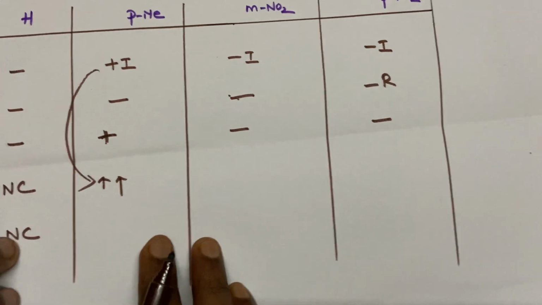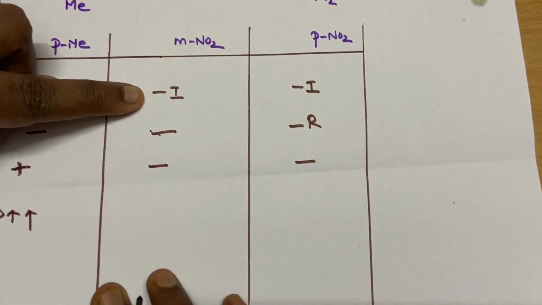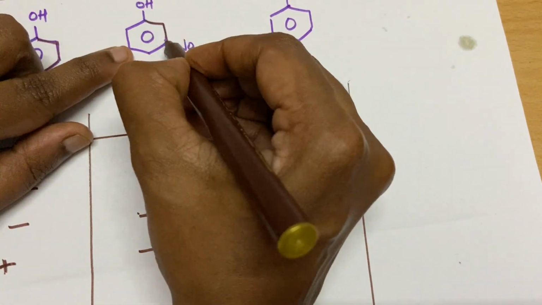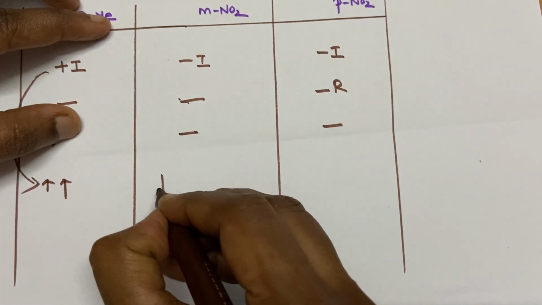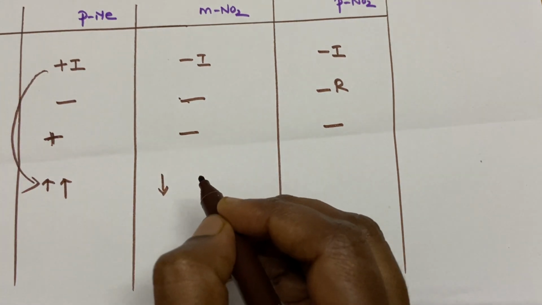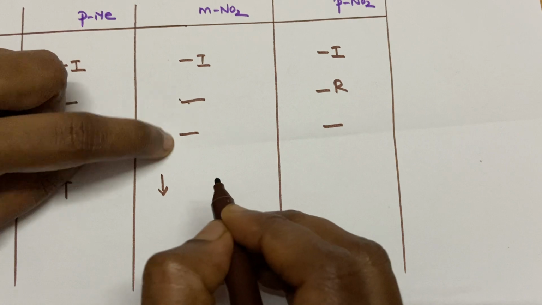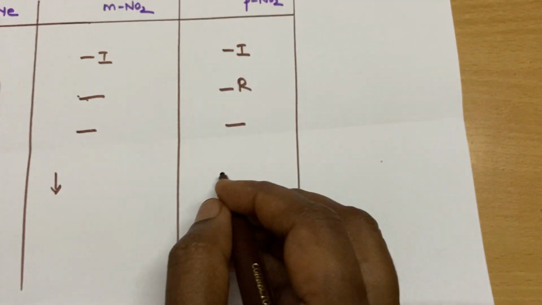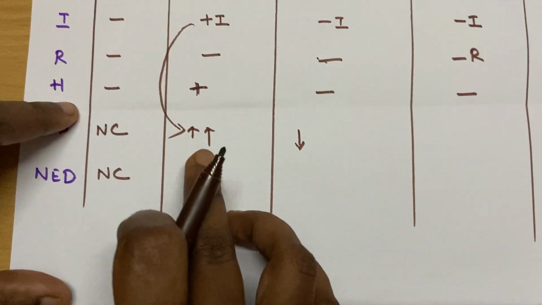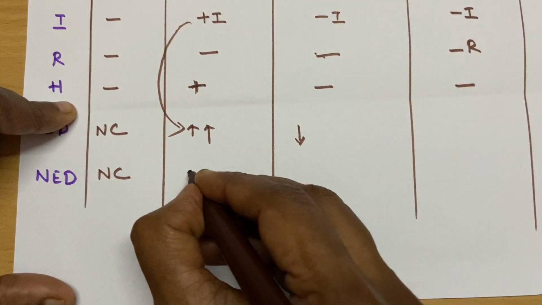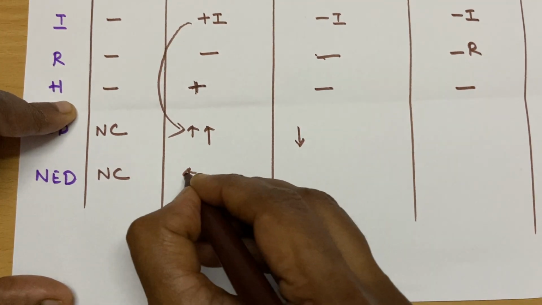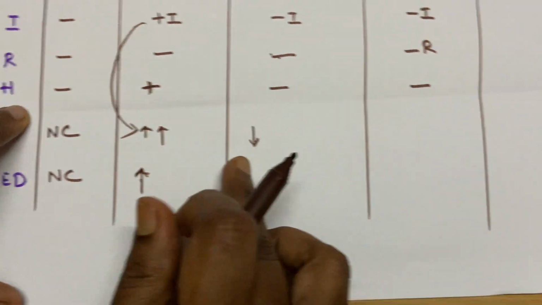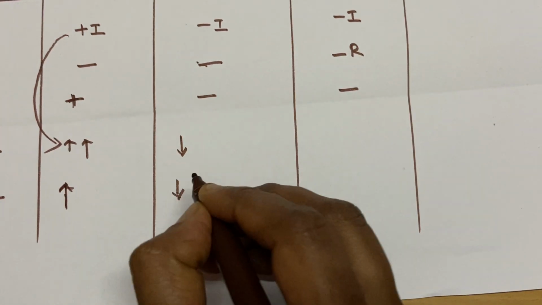Then minus I effect, it is 2 bond distance away. It is going to decrease, but not considerably as in ortho position. And that is the only effect that takes place. No other effect, no resonance or hyperconjugation. So here the net effect will be a little bit more after reinforcing, same direction. So here it is going to decrease.